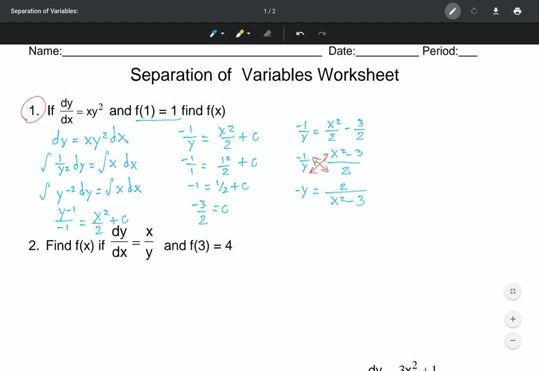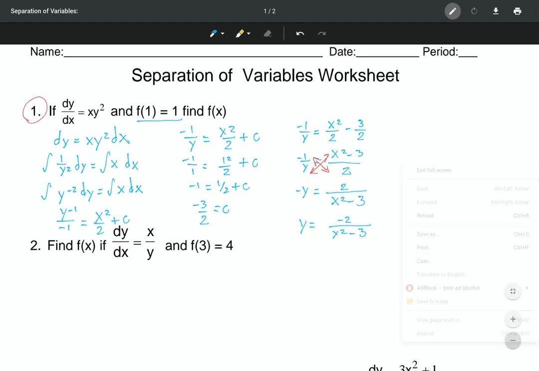All right, and then now I don't want to have negative y. I want to have a positive y, correct? So if I multiply both sides times a negative, I would have y is equal to a negative 2 over the expression. Now remember, you can make the top part a negative or the bottom part a negative. It doesn't matter which one you use, but this would be the final answer, right?